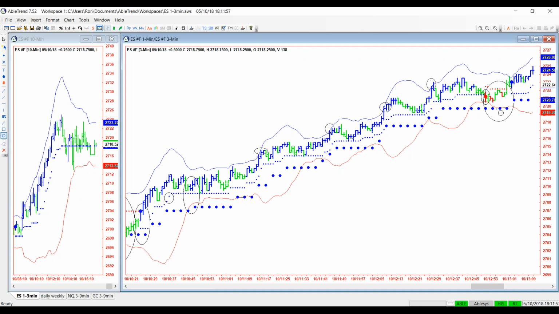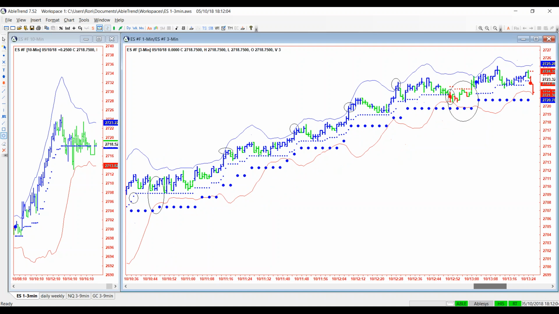Red dots above, blue dots below. Red dots are resistance that helps to block the price from going higher. Blue dots are support. And in this case, the bigger dot is the higher time frame. This is a 3-minute, 1-minute chart. So the bigger dots are 3-minute. The smaller red dots are the 1-minute.